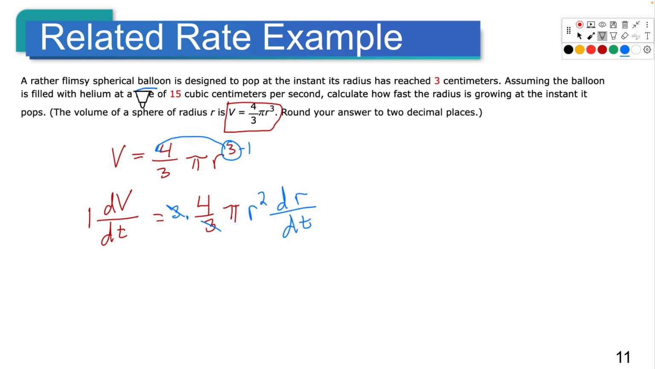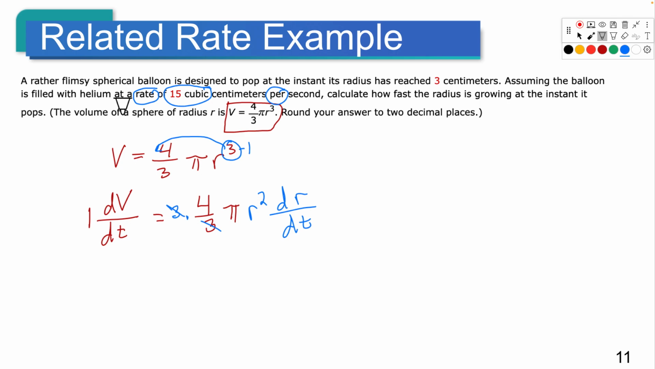We see words like rate, right? A derivative is a rate of change. We see words like per in the units, centimeters per second. That's a rate, right? That's a fraction. This 15 cubic centimeters per second, that's a derivative. And let's see which one is which.